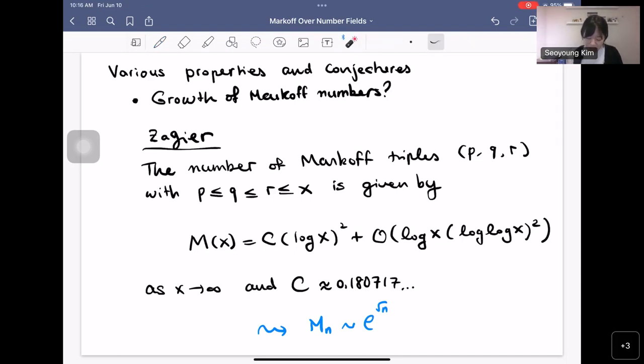But it was by using the tree which I just introduced, and at the same time mapping from that tree to some other tree which is called the Euclidean tree, where you can trace down the growth of the numbers more easily. And then he used some sort of mapping property between those two trees in order to estimate the number of Markov triples lying in this particular range.